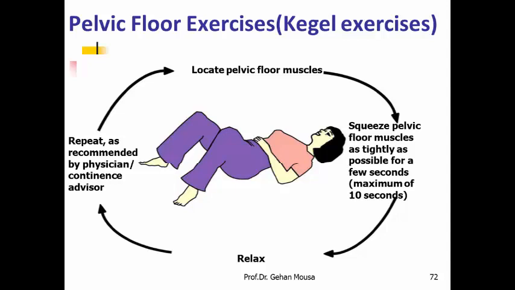gluteus maximus, hip adductors, and the lower abdominal muscles. Maximally for 10 seconds, and then relax. Relax also for 10 seconds, and then repeat again the contraction. Firstly, try to contract muscles around the pelvic floor, muscles around the anus, adductor muscle, then gradually increase by abdominal muscles.